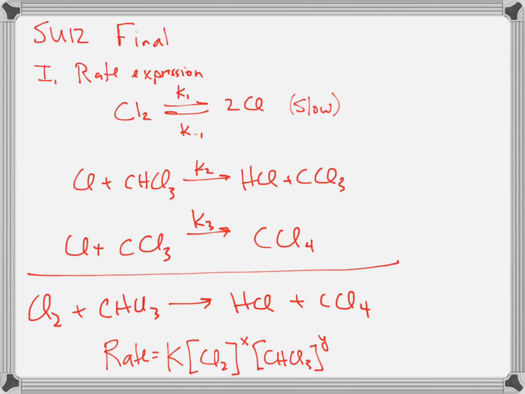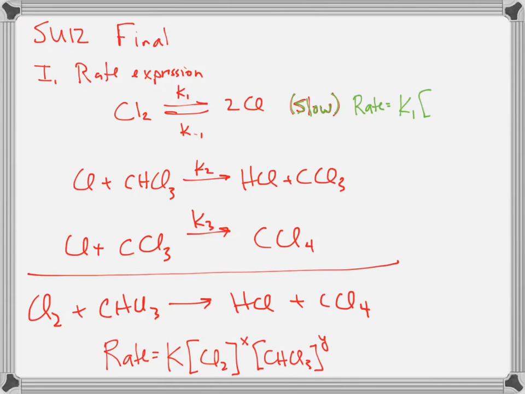So this is problem number 1. If our first step is the slow step, everything that happens afterwards happens so fast that I don't care about it. The only thing that's going to determine the rate is what's happening in that very first step. So what is the rate of that very first step, or a rate expression? It'll be k1, because we're looking at the forward direction.